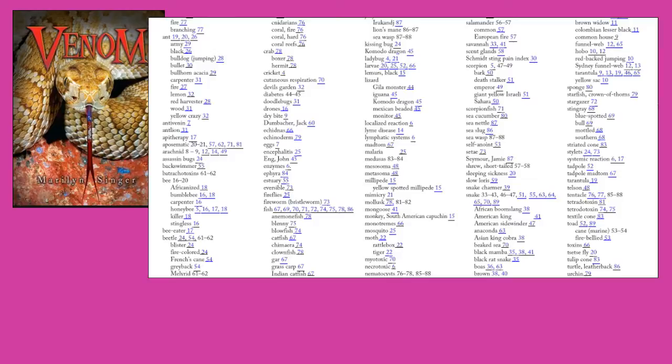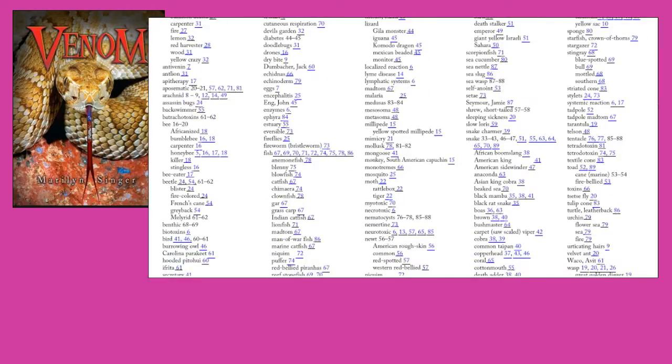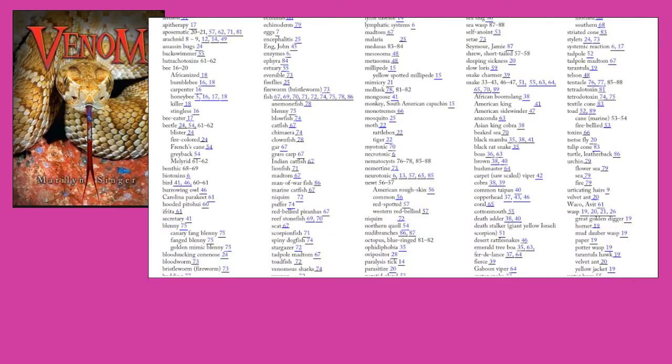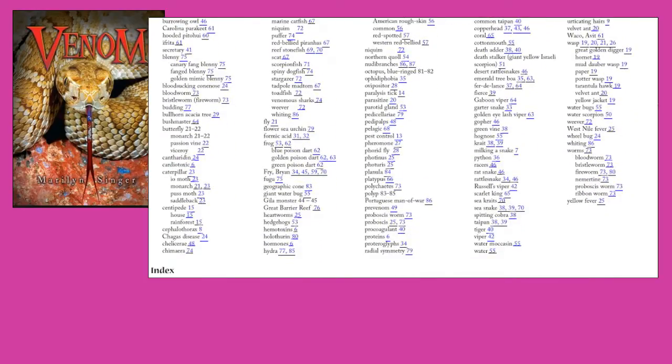So I'm scrolling down, I'm looking for Gazelle. As I learned from looking in the other text, I need to look first for Gazelle. I see fugu, geographic cone, giant water bug, Gila monster, Great Barrier Reef, and then heartworms. I don't see anything about a gazelle.